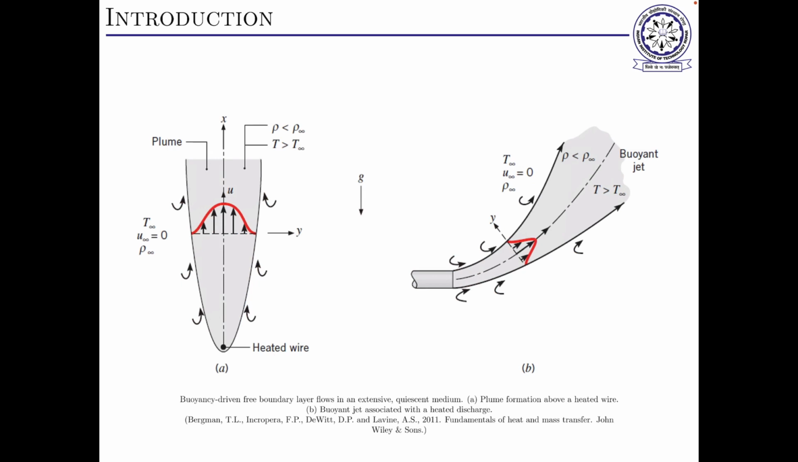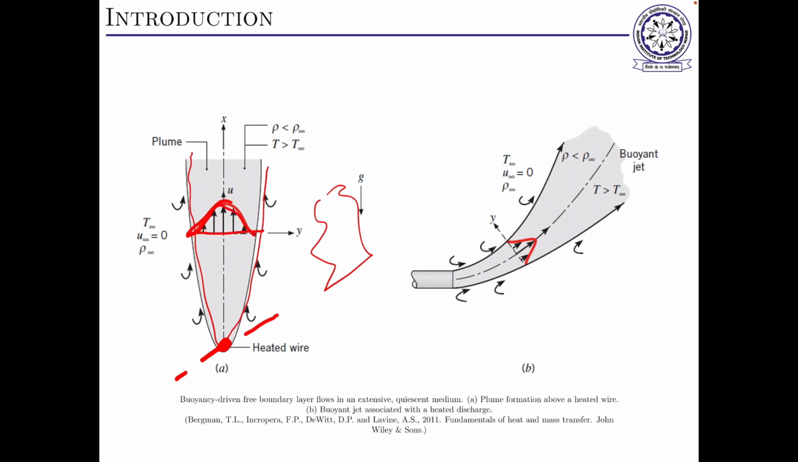Now, there are two examples. One is, let's assume this is a tube or a rod which is heated up. It is inside, perpendicular, and coming outside. What happens if the whole area is stationary, nothing is moving? The density will decrease and it will make some sort of a plume. This is a boundary layer example.